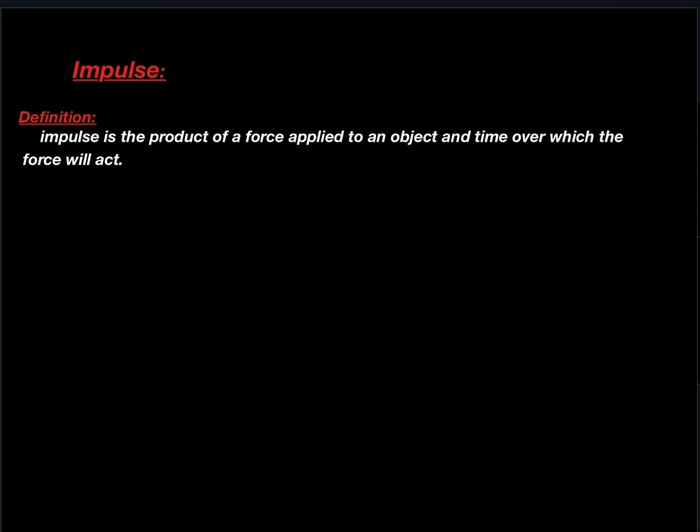Impulse is a subtopic of momentum. So let's see what impulse is and how we can define it. In physics, impulse is the product of the force applied to an object and the time over which the force acts on it. Mathematically, impulse is the product of force and time duration, which we can write as F into delta t. It is usually represented by the symbol J.